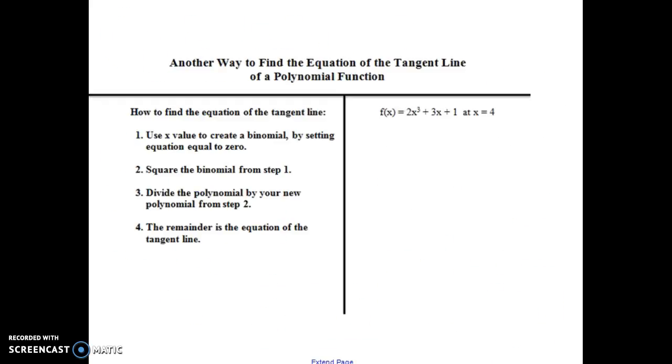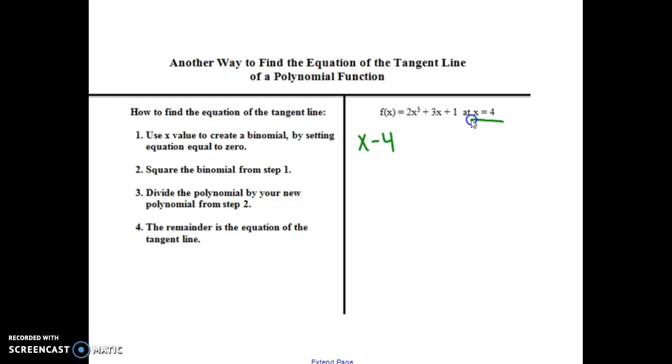So on your note sheet, another way to find the equation of the tangent line of a polynomial function. Use the x value to create a binomial by setting the equation equal to 0. So x equals 4, so my binomial will be x minus 4. On a side note, if this was x equals negative 3, your binomial will be x plus 3 because you're setting it equal to 0.